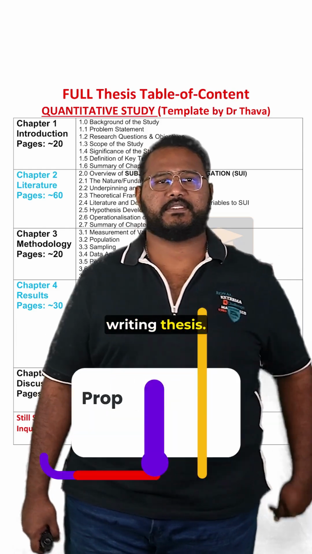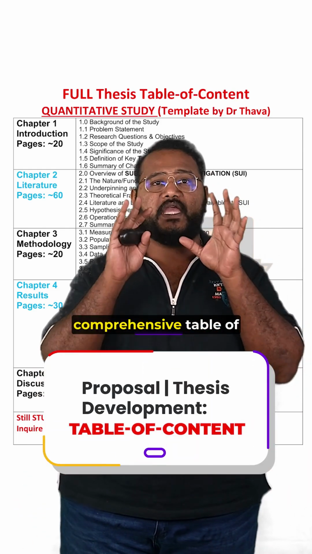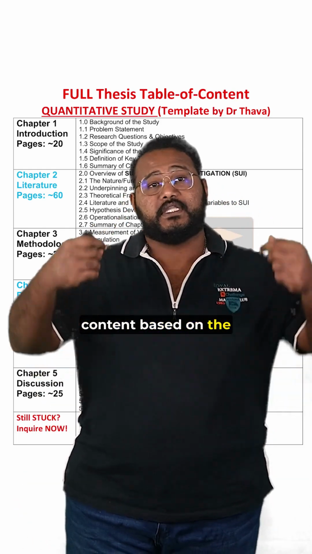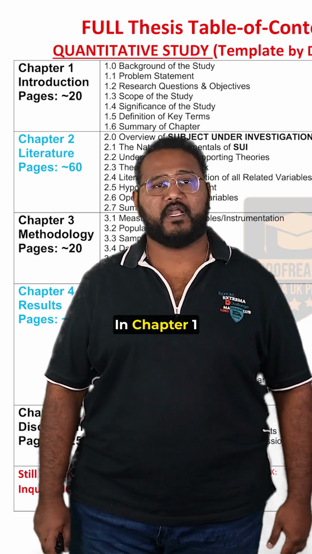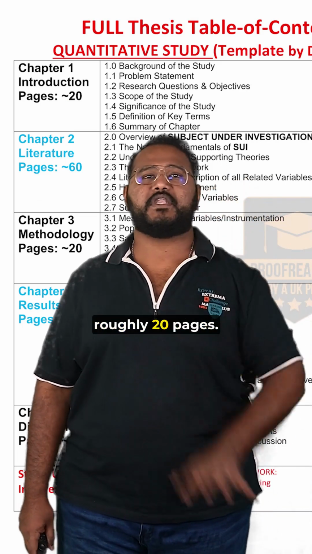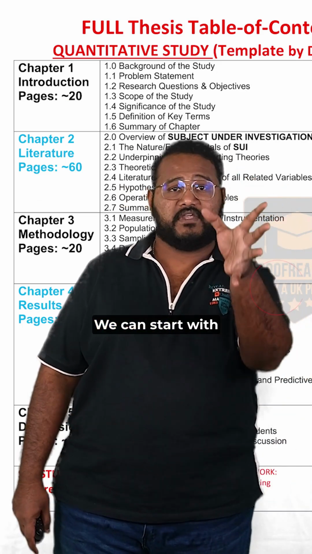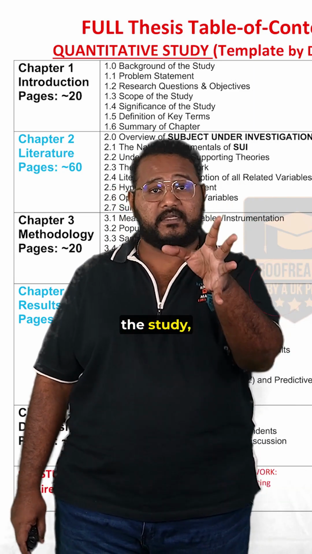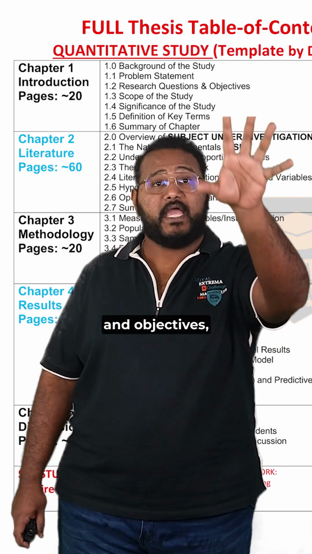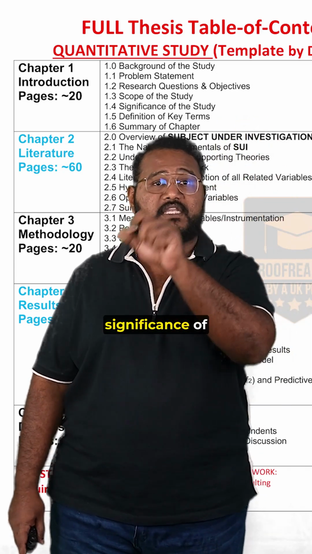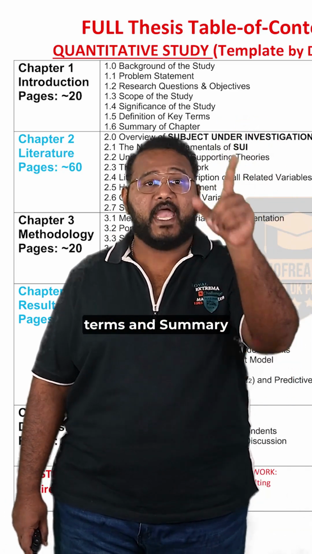Let's talk about writing thesis. Today I'm going to share with you a comprehensive table of content based on the template that I have designed in chapter 1, which should be around roughly 20 pages, could be more, could be less. We can start with introduction with background of the study, problem statement, research question and objectives, scope of the study, significance of the study, definition of key terms and summary of the chapter.